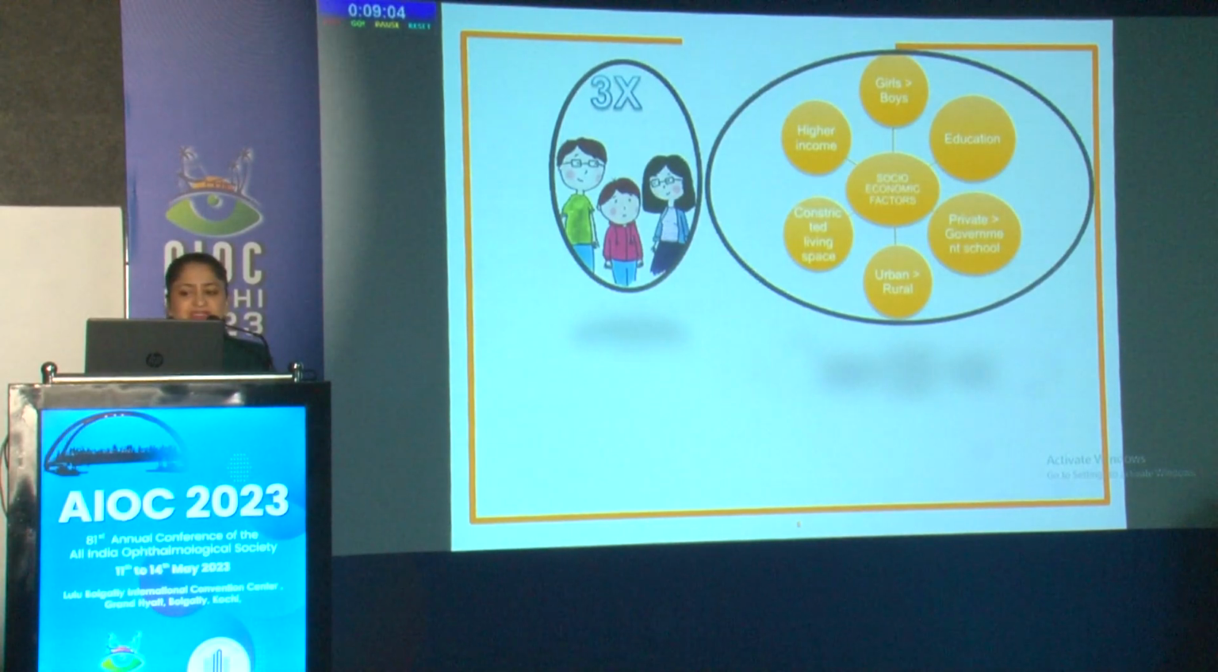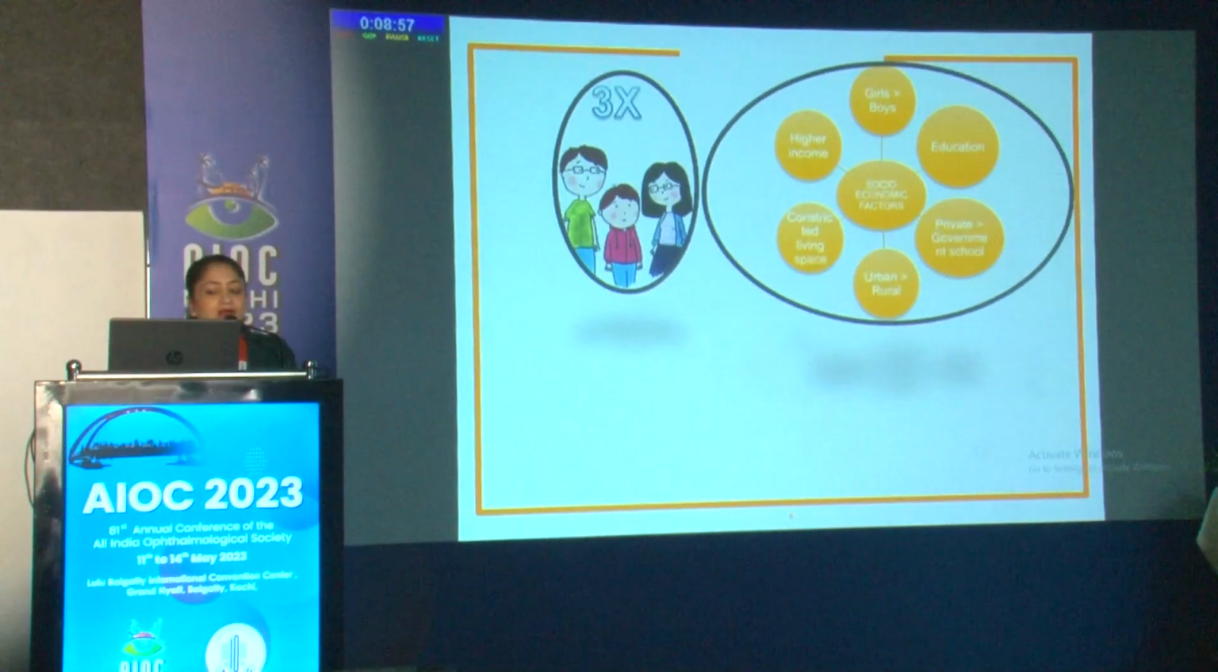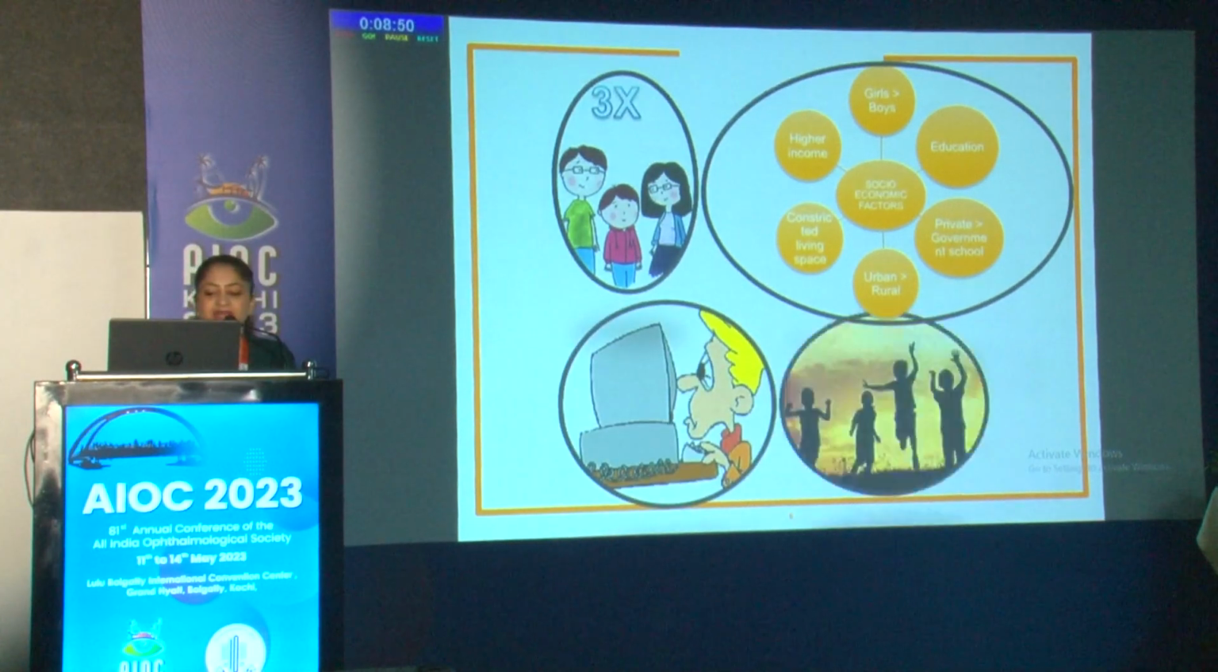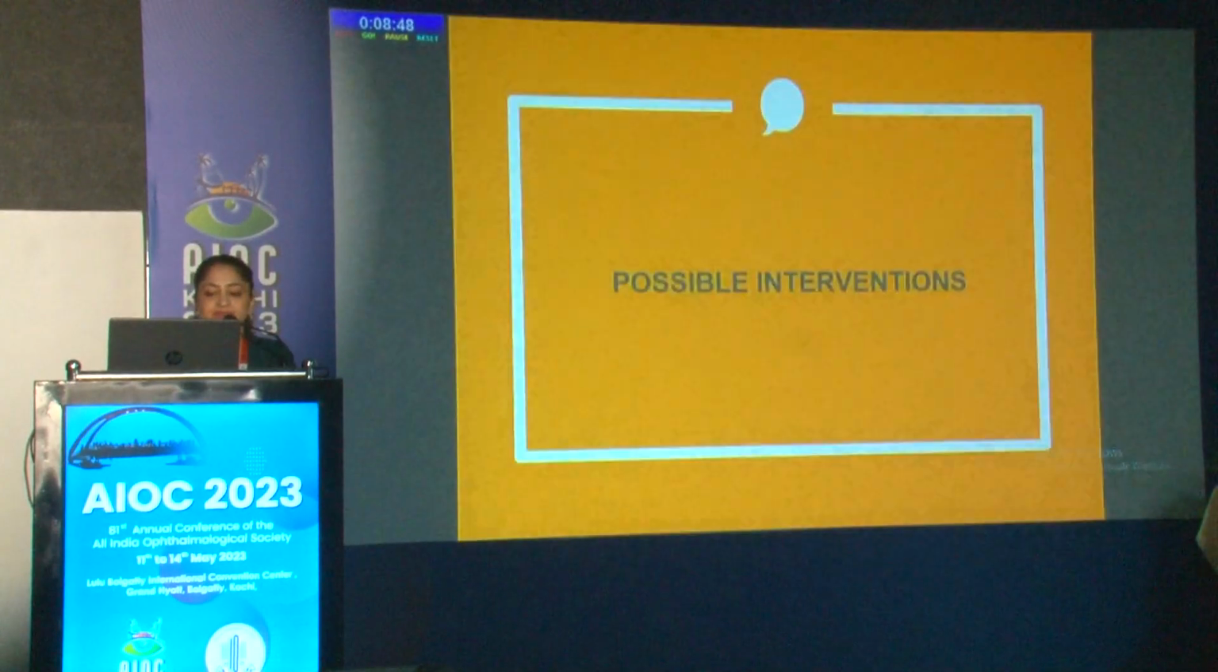Various socioeconomic factors like higher levels of education, private schools, urban living, constricted living spaces, and girls, since they have a less tendency to go out and play. So in these cases, a higher tendency of myopia is seen, along with increased near activity and lack of outdoor activity.